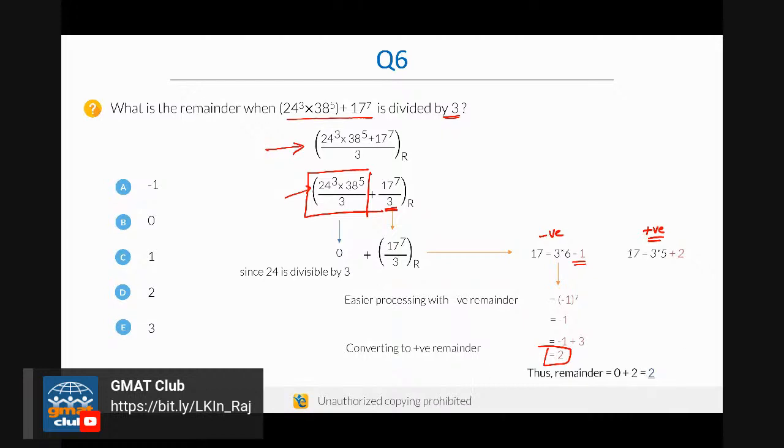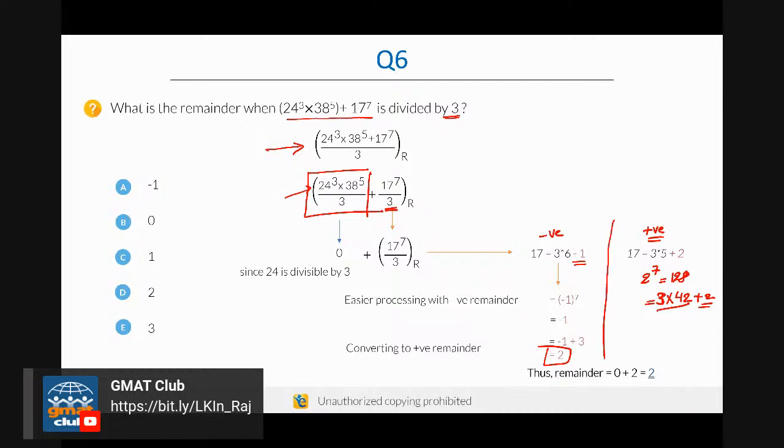We can really say, hey, 2 to the power 7 is equal to 128, which is the same as 3 times, I think the answer is 42, 42 plus 2, which means that the remainder is 2 over here again. But again, with a positive remainder, the processing becomes a bit more challenging. With a negative remainder, it's a lot easier over here. So this is the path that I would prefer.